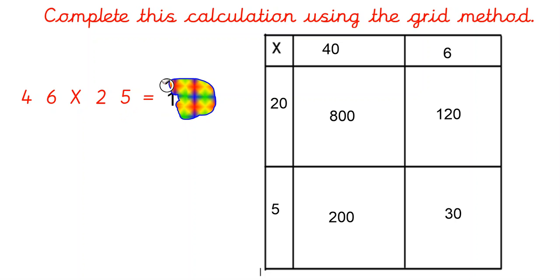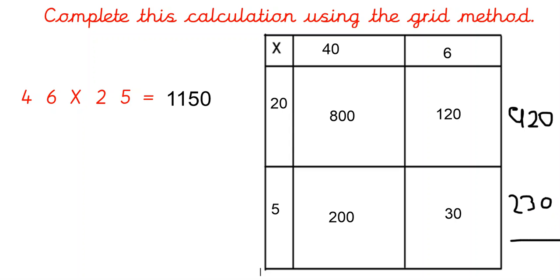So you should have been able to say that it was 1,150. And the adding up should have looked like this. So 800 and 120 is 920. And I've got 230 there. 230. So when I added them together, I got 1,150. Well done if you got that.